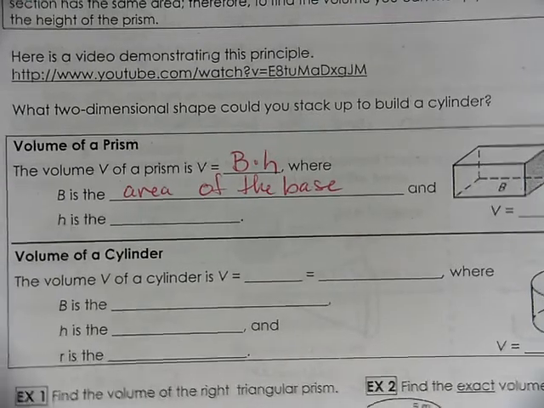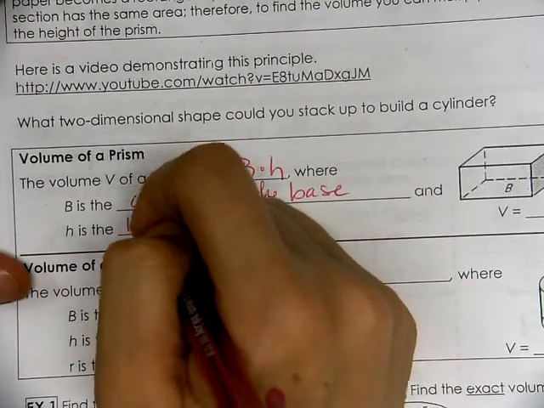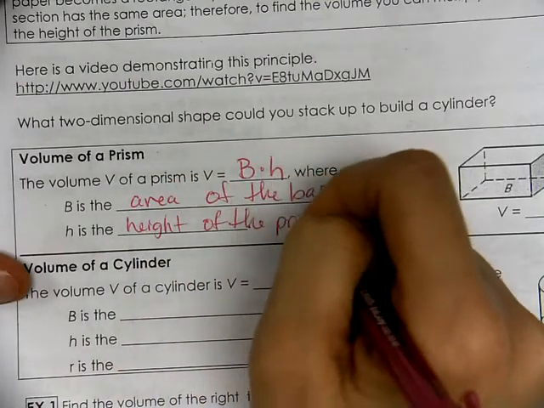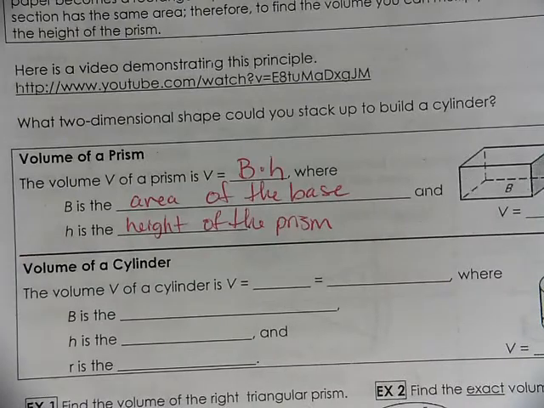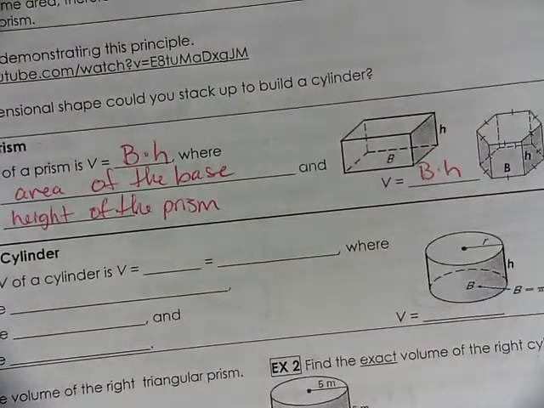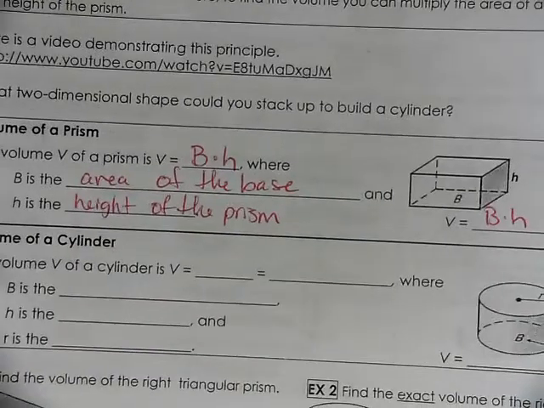And then H is the height of the prism. Note that the height doesn't always have to be straight up and down. I can give you a triangular prism that looks like this, sideways. This is still the height. Okay, the height is from base to base. So it doesn't always have to be straight up and down like that. So on your quiz, you're going to get capital B times H as the formula.